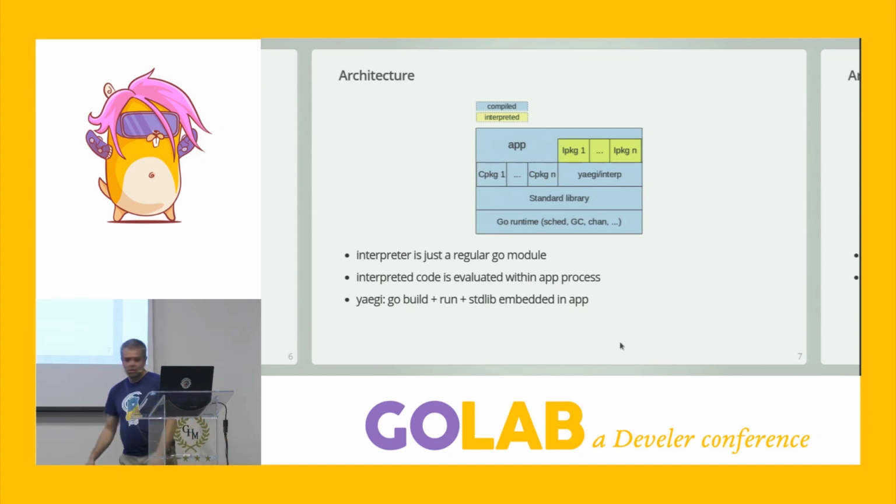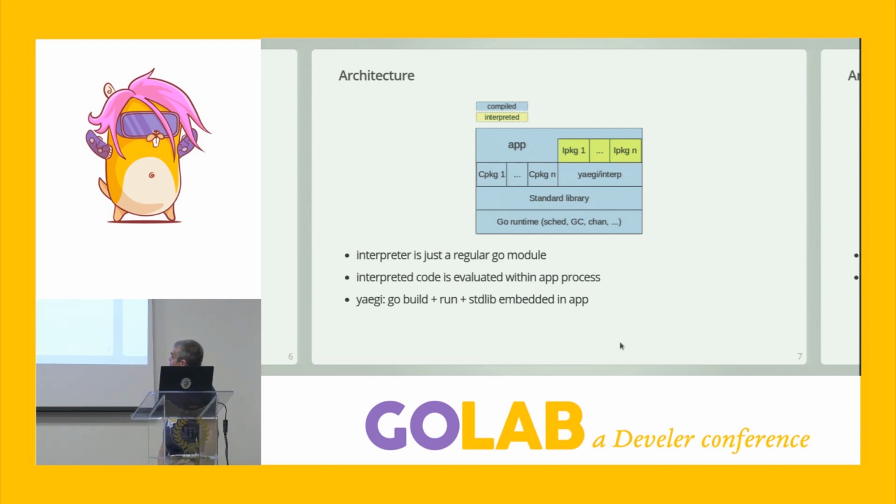So let's have a quick look at the architecture. The figure that we see here is, in fact, a standard Go application. You recognize at the bottom the Go runtime, which is the scheduler. You also have all the features provided by the Go runtime: the scheduler, the garbage collector, the implementation of channels, and all the stuff.